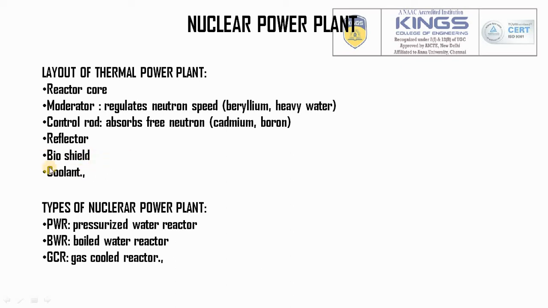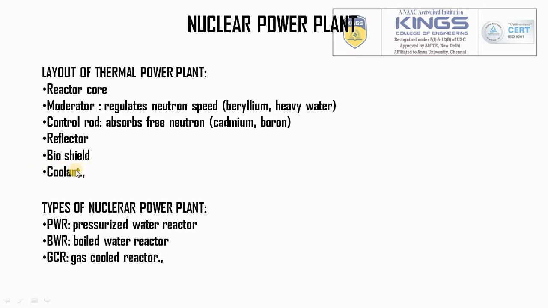That is why the bioshield stops the free neutrons from escaping from the reactor core to the outside environment. And finally, the coolant. For every heat process, we must have a coolant. Without coolant, the area will reach a high temperature, and once the high temperature is reached, it will explode. So the coolant is necessary for effective cooling and bringing the temperature down.